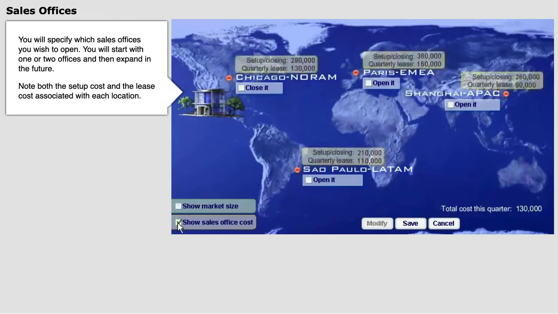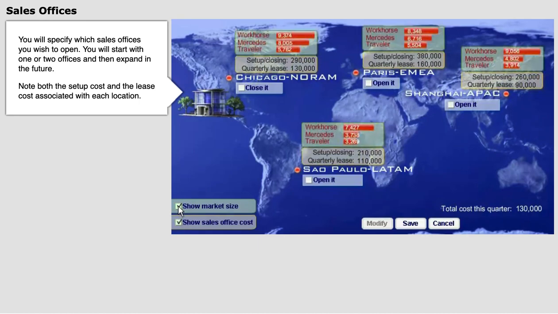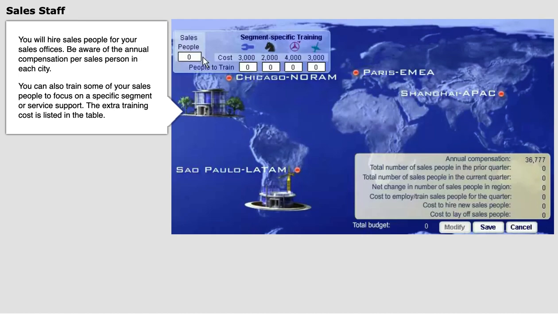You will specify which sales offices you wish to open. You will start with 1 or 2 offices and then expand in the future. Note both the setup cost and the lease cost associated with each location. You will hire salespeople for your sales offices. Be aware of the annual compensation per salesperson in each city. You can also train some of your salespeople to focus on a specific segment or service support. The extra training cost is listed in the table.